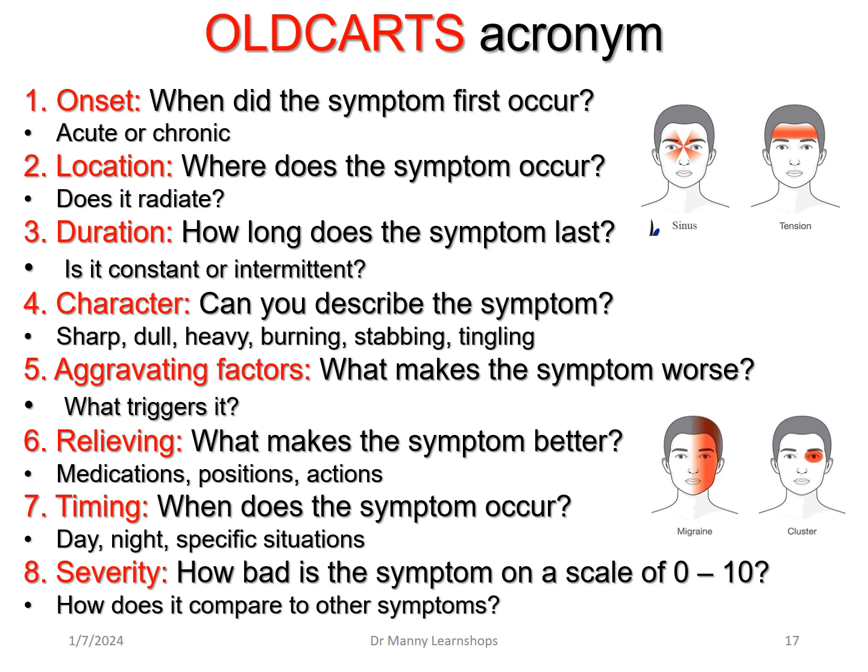Then you've got the S, which is the severity. How bad is the symptom? And again, you can use a numerical scale again, 0 to 10. And how does it compare to other symptoms? This is another acronym, old CARTS.